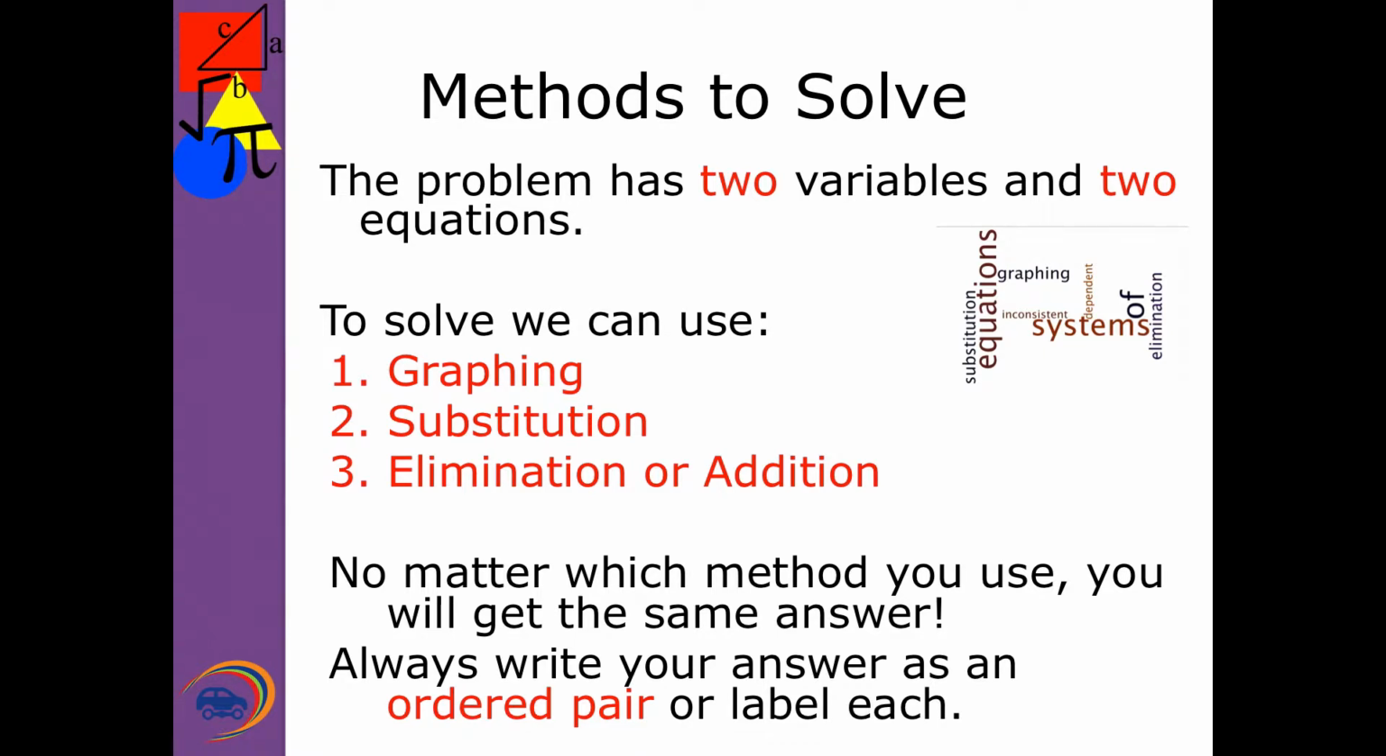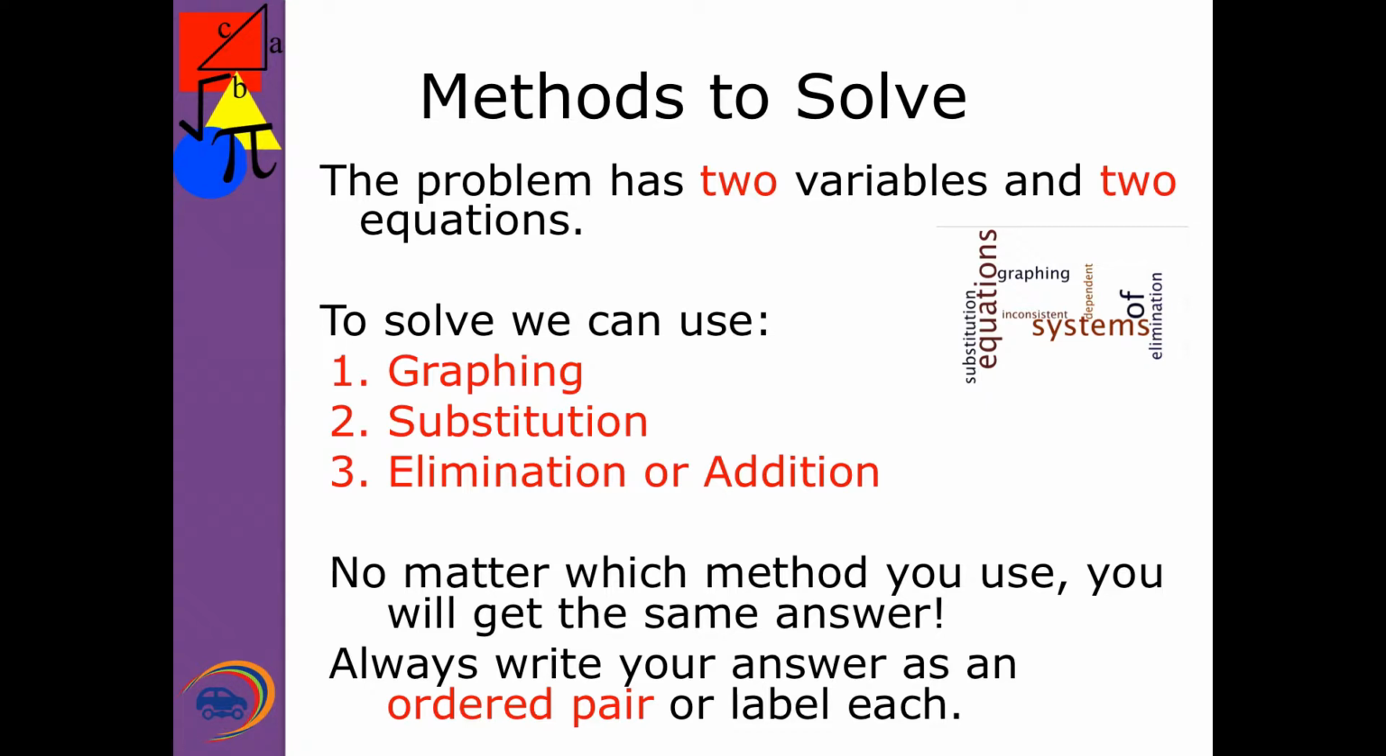We're going to look at two variables with two equations. So in order to solve, we can use graphing, substitution, and elimination. I've taught math for a lot of years, and we always call it graphing. We always call it substitution. The elimination method or the addition method has several names besides elimination or addition. It could be the sum method. So we'll be calling it either elimination or addition.